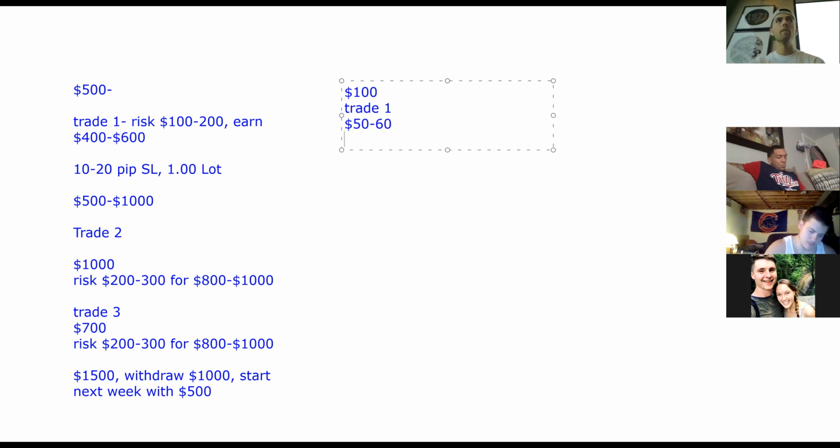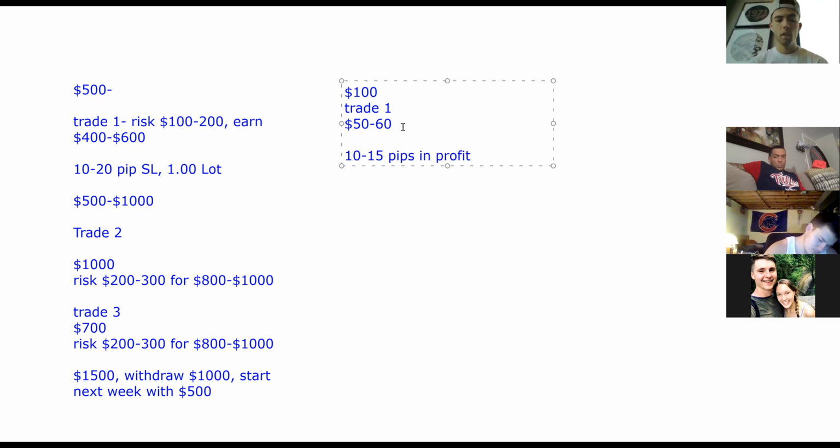Not even that, but the entry is more important. When you're trying to flip an account, your entry is the most important thing. So you catch a perfect entry. Let's just say, for example, it goes 10 to 15 pips in profit. If you risk $50 to $60, let's just say you dropped a point 25 with a 20 pip stop loss. A point 25 on a $100 account, right?